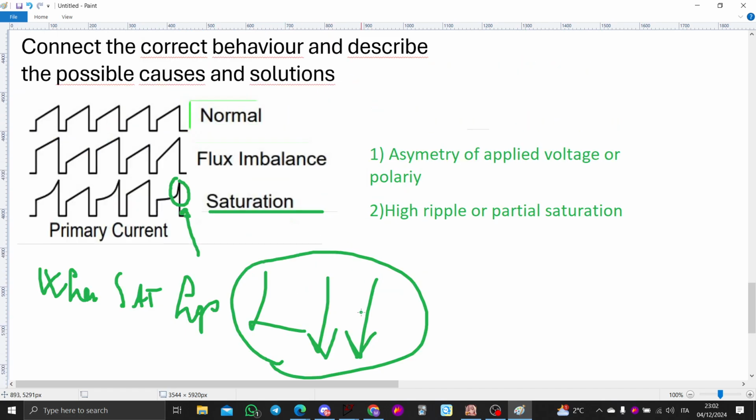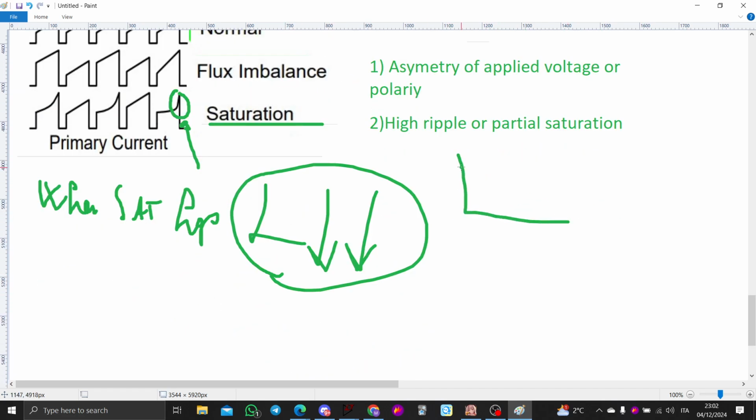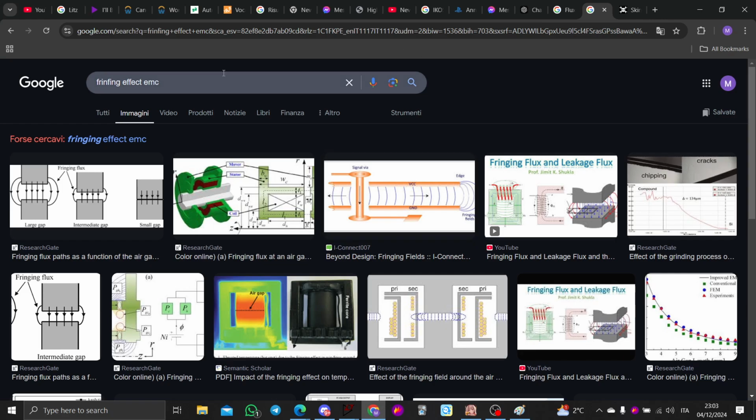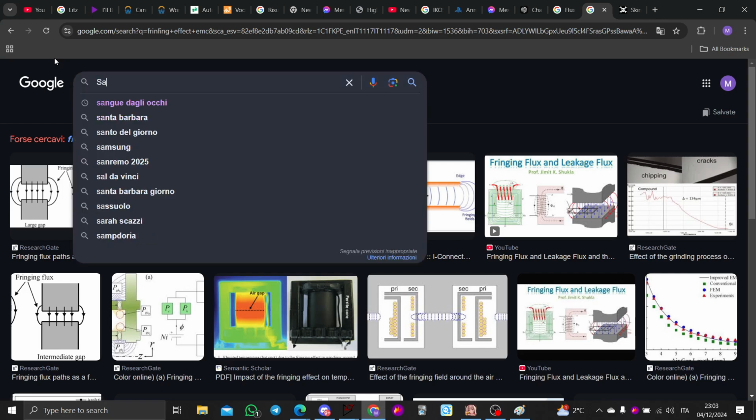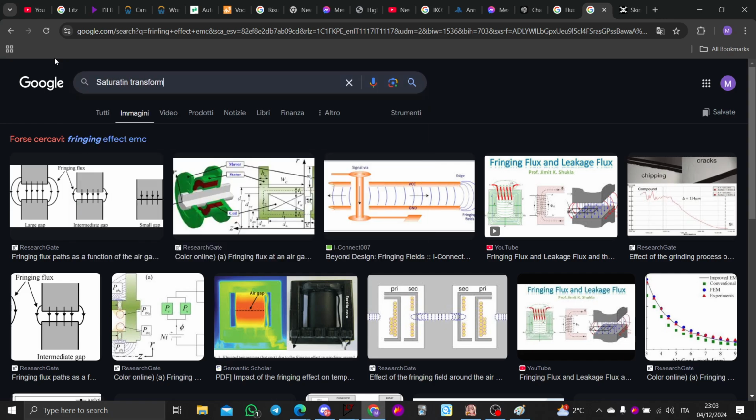You do remember in the other graphs that the graph of the L is like this, okay? If L decreases a lot, it becomes basically a wire, and so the current goes up exponentially like this. And you can also search on Google this. Just write saturation transformer waveform full bridge.